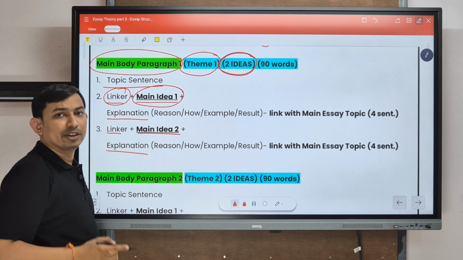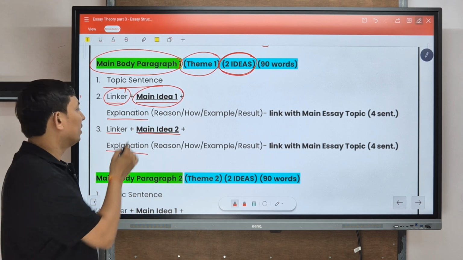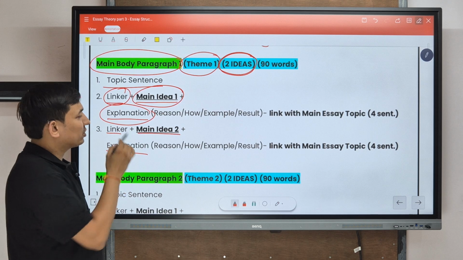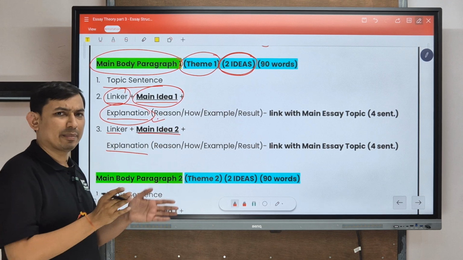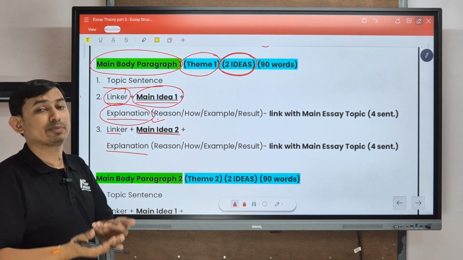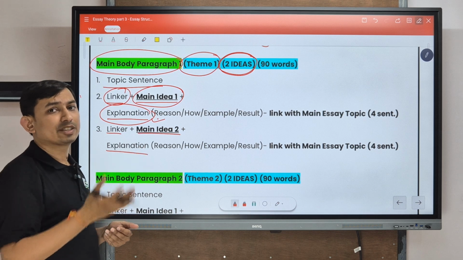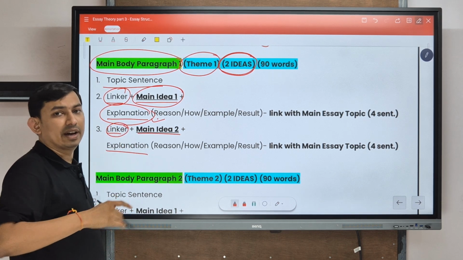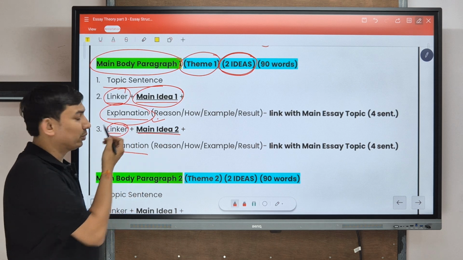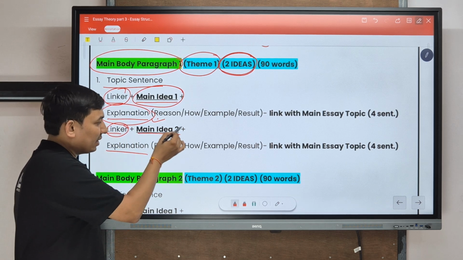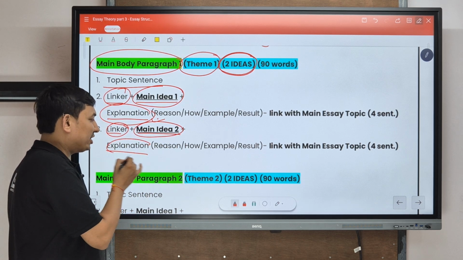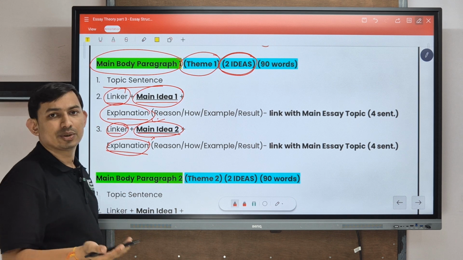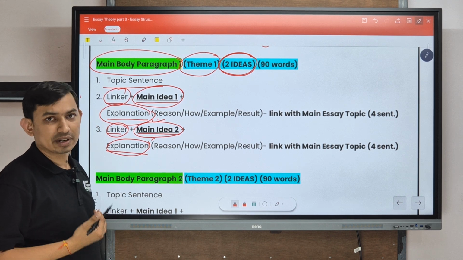Then idea 1, you have to write the idea. Then explanation, we will focus on the explanation part later on. There is a separate mini lecture related to explanation, on how we can explain the idea. Then another linker means we have to write another idea. So for that we have to use a linker, then another idea and the explanation of that idea. So this is your simple essay body paragraph structure.